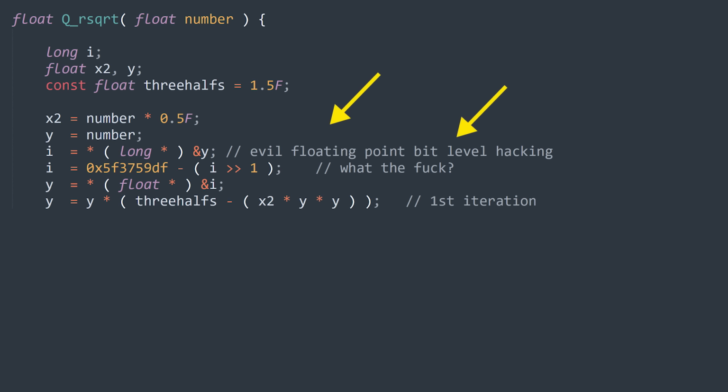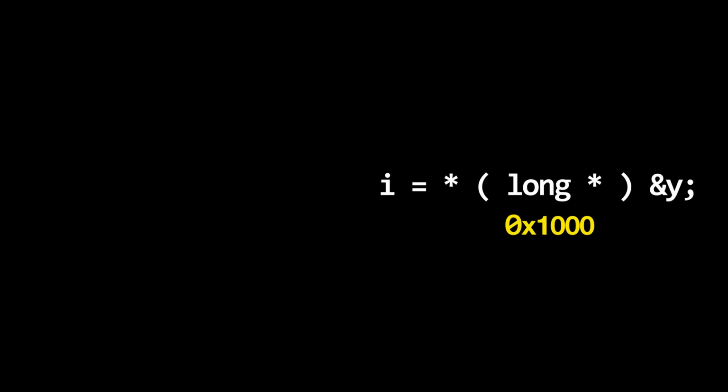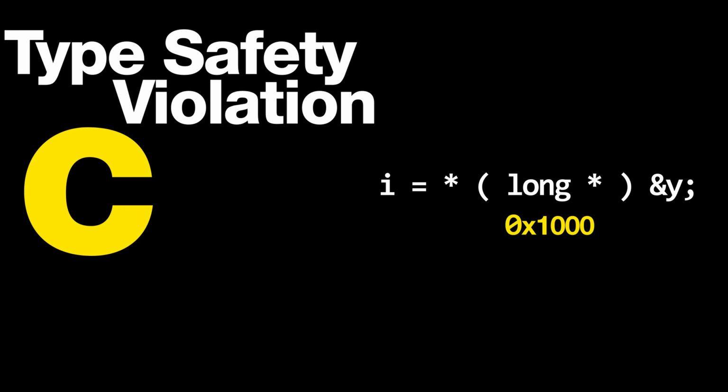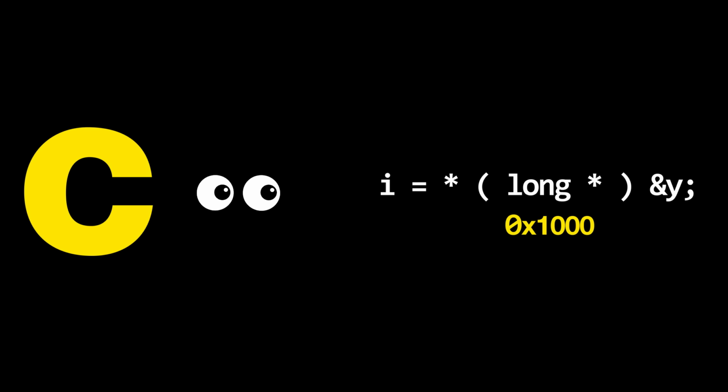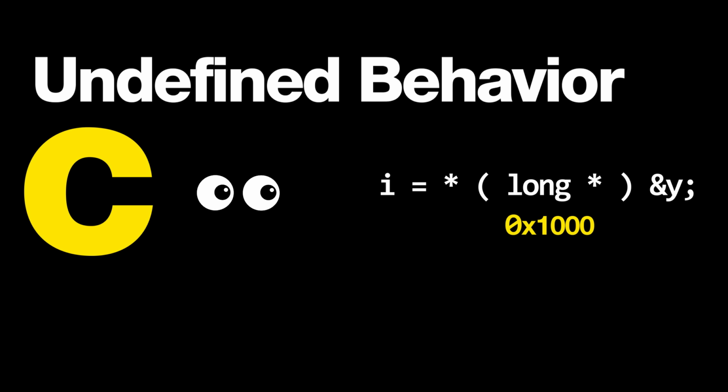That is why the comment states evil floating point bit level hacking. We manipulate our integer as if it is a floating point number. As we did not convert, we simply read the float's memory address as an integer address, and the dereferenced value will behave like one. And by the way, this line violates C's type safety rules, because it is reading memory as a different data type. But the compiler accepts it, but technically, it is an undefined behavior that works.